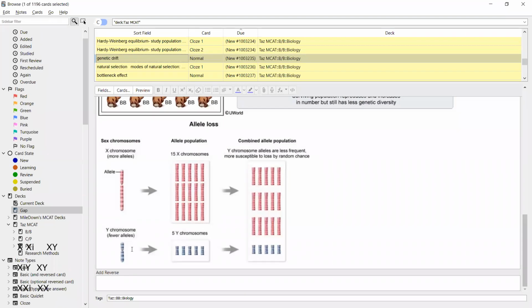Oh, and this kind of links back to what we talked about with sex-linked chromosomes, because the Y chromosome is smaller than the X chromosome. So because it's smaller, it doesn't have as much space to hold on to alleles and stuff. And so, if there are random mutations or random losses, they probably happen in the Y chromosome.